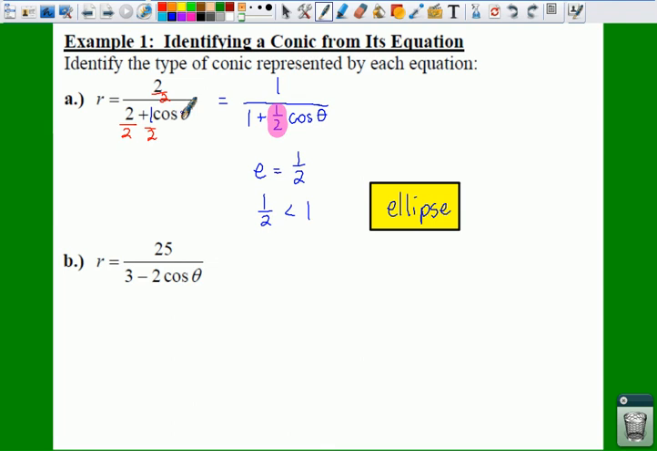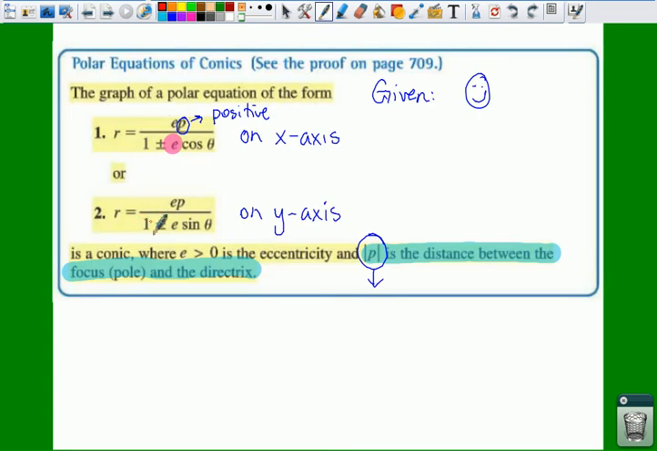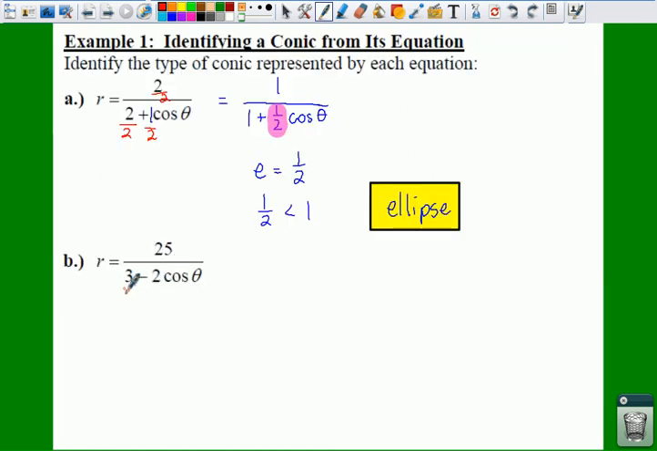Let's try example b. In fact, if you want to pause and try to figure it out yourself, knock yourself out. Let's see what we get. Well, we need a 1 right in front. This has to be a 1. Okay, look at your general form. You have a 1 right here. When this is a 1, then you can find out what your e is. So if we take this and divide by 3, divide by 3, divide by 3, that's going to give us a different equation of 25/3 over 1 minus 2/3 cosine theta. So in this case, our e is 2/3.